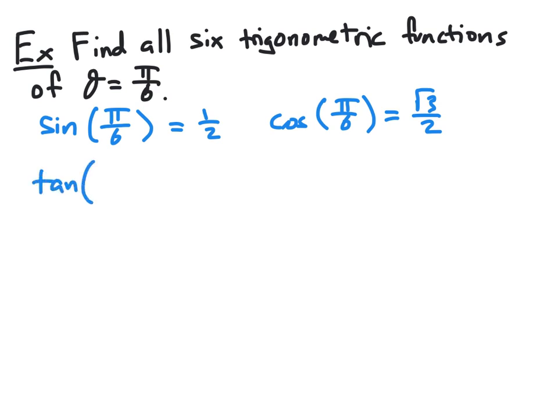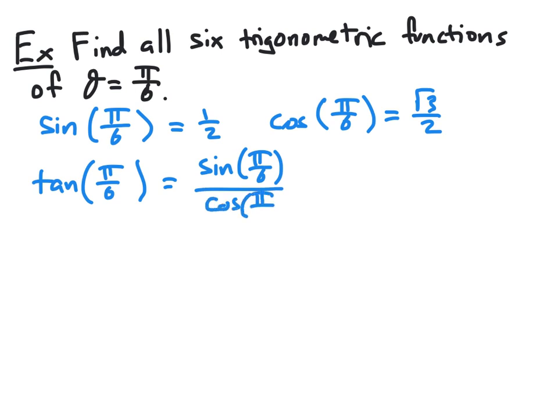Tangent of pi over 6, by definition, is sine of pi over 6 divided by the cosine of pi over 6. Which would be 1/2 divided by the square root of 3 over 2. And this will simplify to 1 over square root 3. So the tangent of pi over 6 is 1 over square root 3.